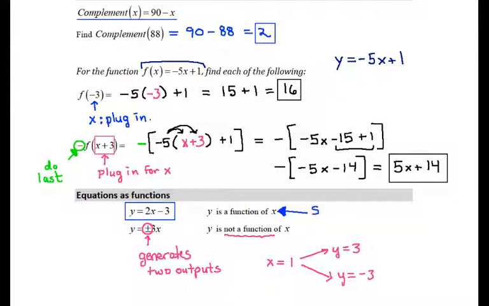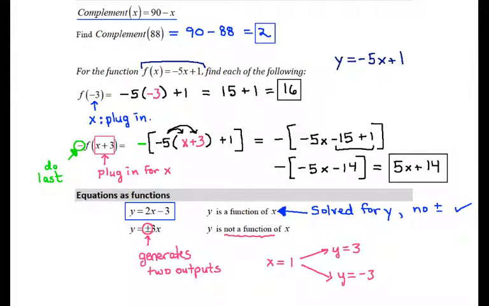So if it's solved for y, and there's no plus or minus, then we're in good shape. The bigger question is, what if it's not solved for y, right? And the answer to that is, well, it really could go either way.